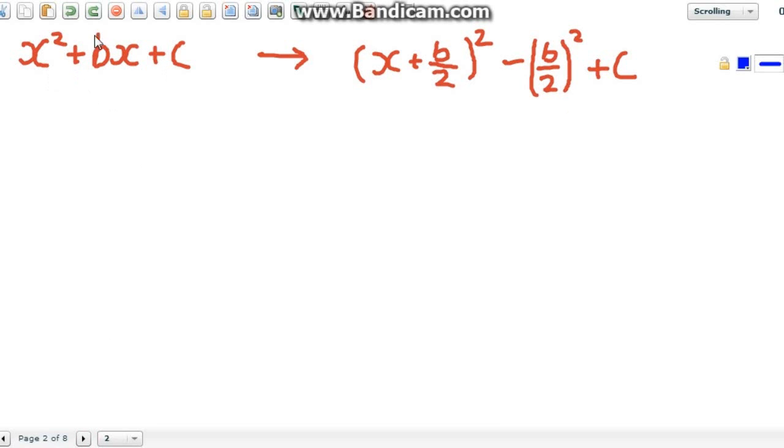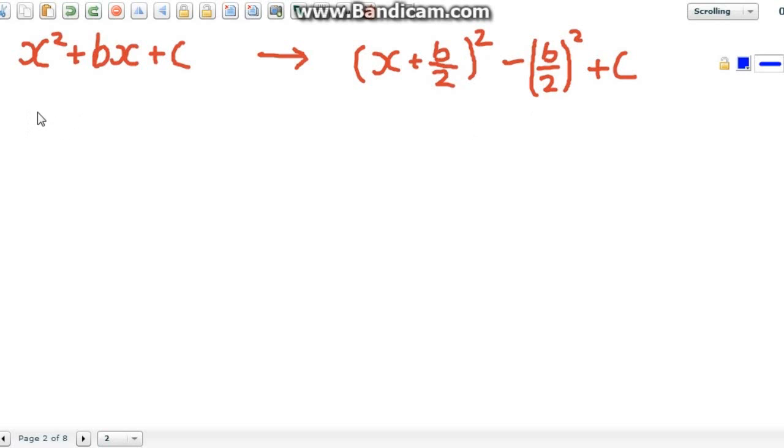The easier one is to turn something in the form x squared plus some amount of x plus some amount and to complete the square of that. And to do this is what you need to do. Now I know that looks horrific, but once I talk you through it you'll see it's actually really simple.